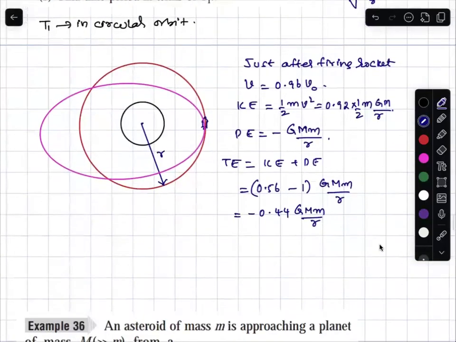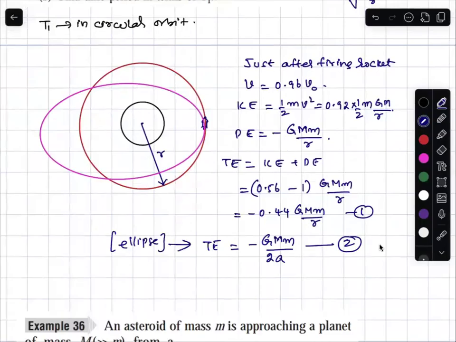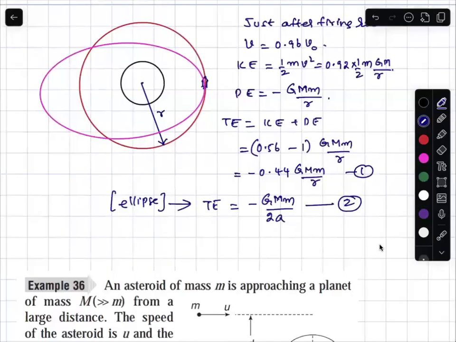Don't forget, this is an elliptical orbit. For an elliptical orbit, equation 1. For an elliptical orbit, the total energy should be minus G small m, capital M by 2a. Equation 2. For an elliptical orbit, that is the condition. So I will equate RHS of equation 1 and equation 2. So what I am going to get is a from this.